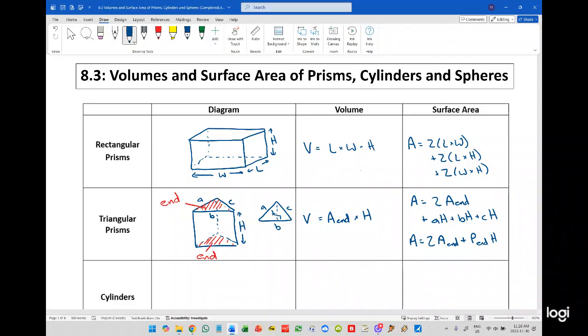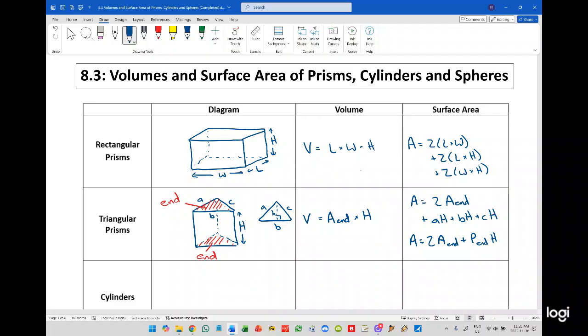Because again, if we have a shape that is a pentagon or a hexagon or an octagon or any other shape that we have, if we can find its perimeter, we just multiply the perimeter times the height and we get the total surface area of the lateral sides. Then we add on the two ends.